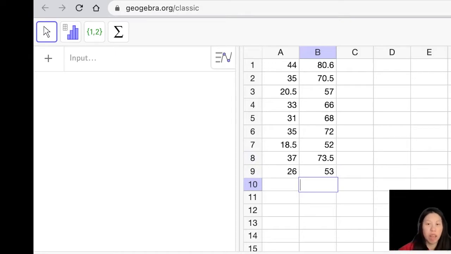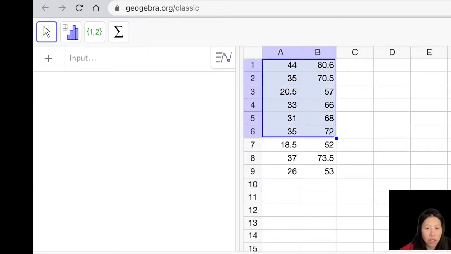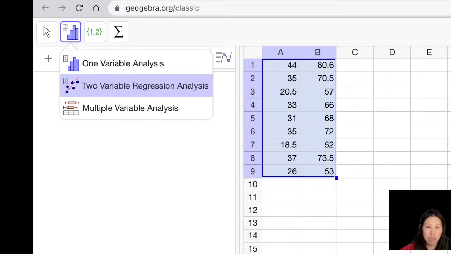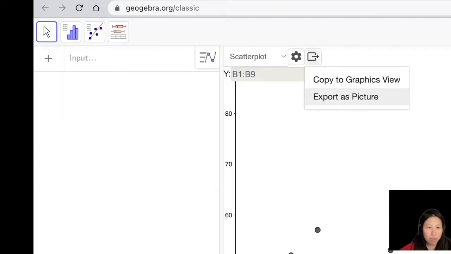After typing it all in, you highlight these two columns of data. On the upper right, do you see the second icon with a histogram graph? You click on it and choose two variable regression analysis, and then there will be a graph. This is the plot that we just did by hand. So how can I find the best fit line? In the lower part there is a regression model you can choose. Choose linear, and then you will see a red line.